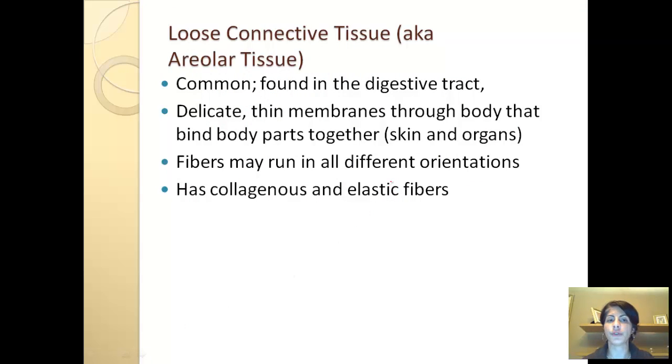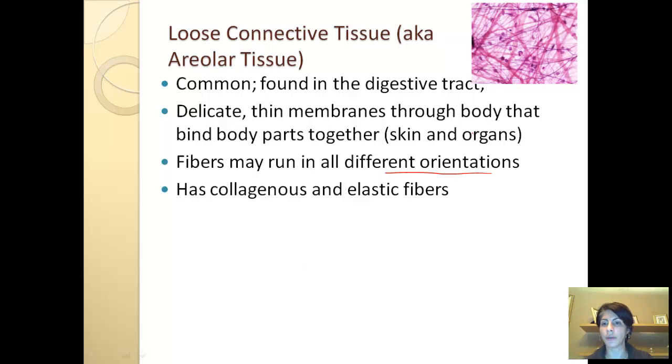Loose connective tissue is also known as areolar tissue, and it's very common, found in the digestive tract. It's delicate and thin, or rather what produces delicate thin membranes that bind things together, bind body parts, and the fibers may run in all types of different ways, different orientations. This loose connective tissue, or areolar tissue, is also made of collagen and elastin.